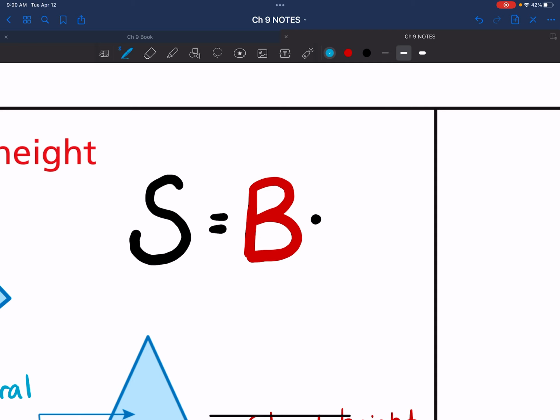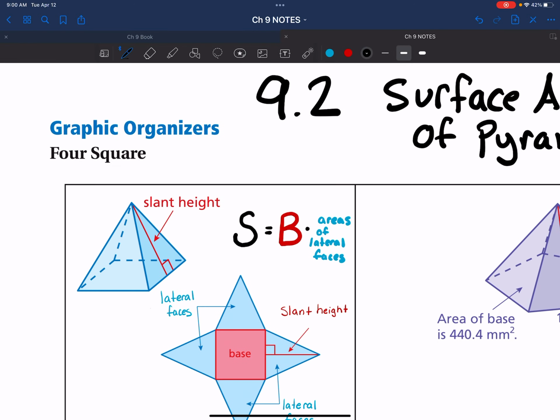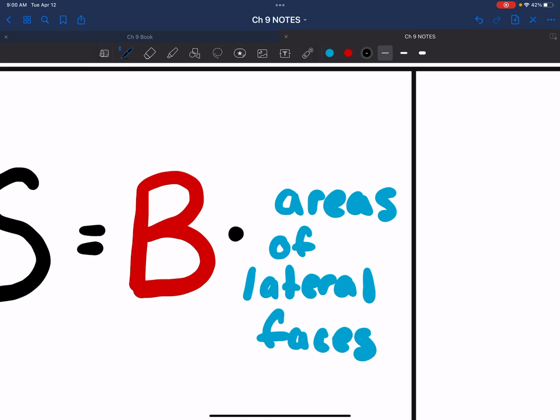And I'm going to go ahead and just write area of lateral faces. Okay. Surface area equals area of the base times the area of the lateral faces. Oh, sorry, I didn't mean times. I meant plus. Let's fix that. Plus. That makes more sense.